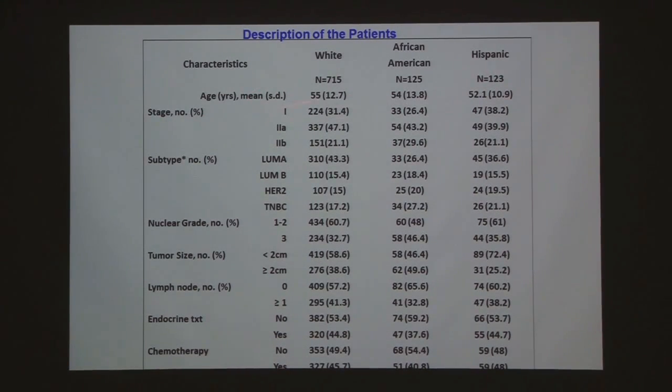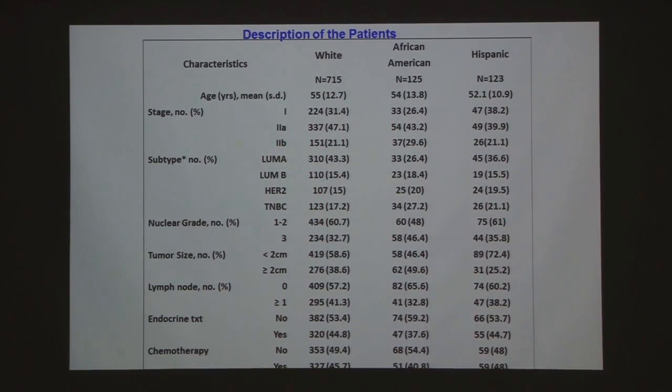You can see that many of them were postmenopausal, but we also had younger patients. We only included those patients with stage 1 and 2A and 2B, fairly similar across the ethnic groups. And then here's the distribution of the subtypes.